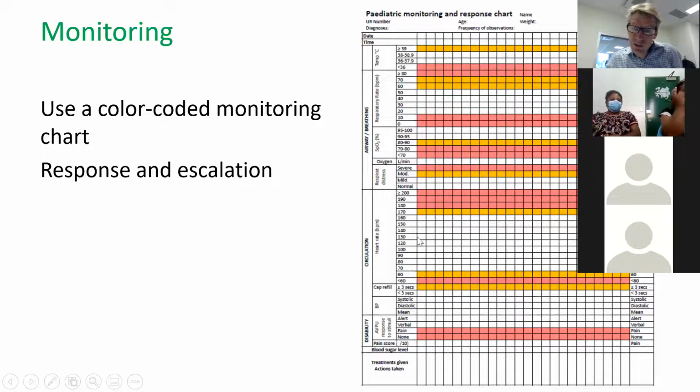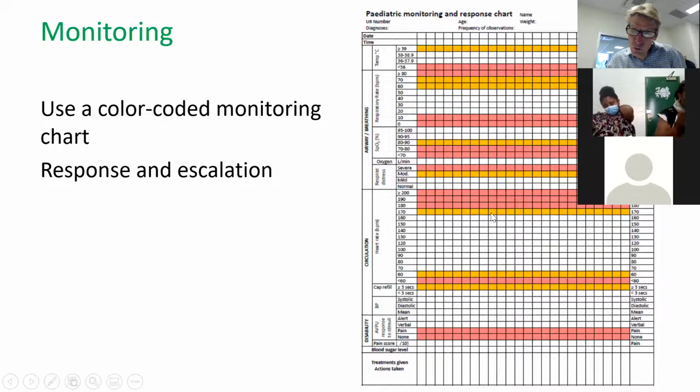And what you can see is that, for example, with the heart rate, if the child's in the white zone, then that's okay. They're in the normal zone. If they go into the yellow zone, then that's concerning. And if they're in the red zone, that's very concerning. And the same for the oxygen saturation, all right? If they're in the white zone, that's fine. If they're in the yellow zone, that's starting to get worrying. And if they're in the red zone, that's very concerning, all right?